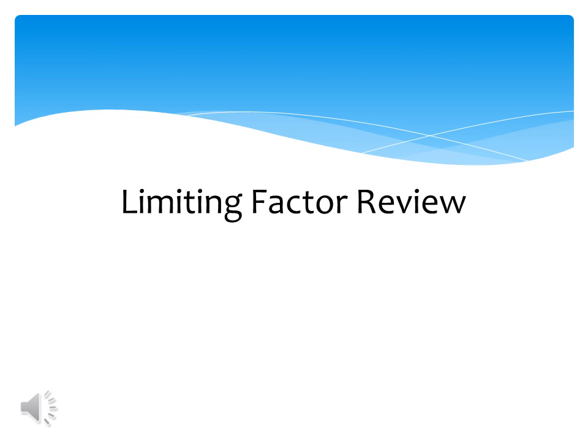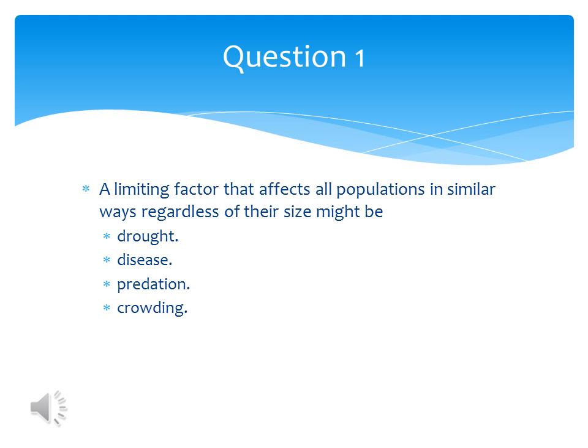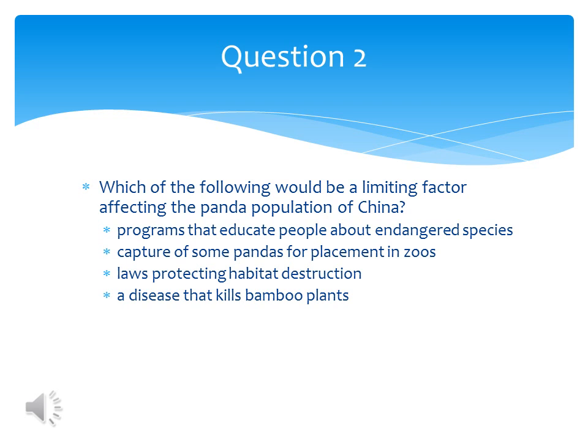Limiting factor review. A limiting factor that can affect all populations in similar ways regardless of their size might be, if you're thinking drought, you're correct. Which of the following would be a limiting factor affecting the panda population of China? A. Programs that educate people about endangered species. B. Capture of some pandas for placement in zoos. C. Laws protecting habitat destruction. Or D. A disease that kills bamboo plants. If you're thinking D, you are correct.